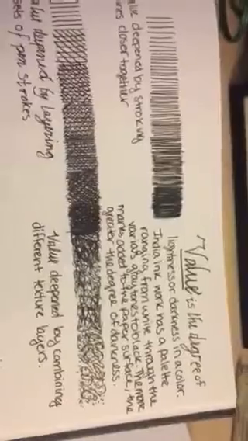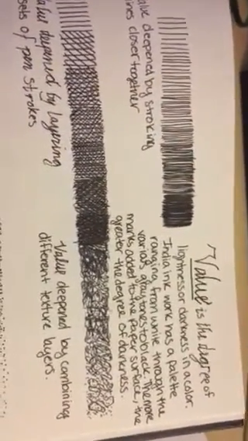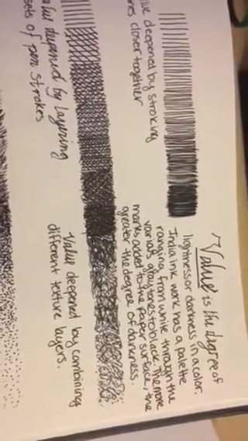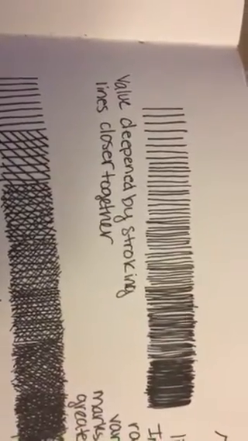Now, value is the degree of lightness or darkness in a color. India ink work has a palette ranging from white through the various gray tones to black. The more marks added to the paper surface, the greater the degree of darkness. As you see here, value is deepened by stroking lines closer together. From the right, you see the darkness. To the left, you go into that more white area.